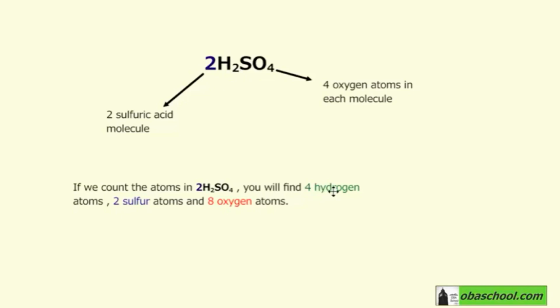Hydrogen has 2 below it, so we multiply 2 by 2 to get 4. Sulfur has no numbers next to it, so we put 1. 2 times 1 is 2 atoms of sulfur, and oxygen has 4 below it, so 4 times 2 is 8 oxygen atoms.